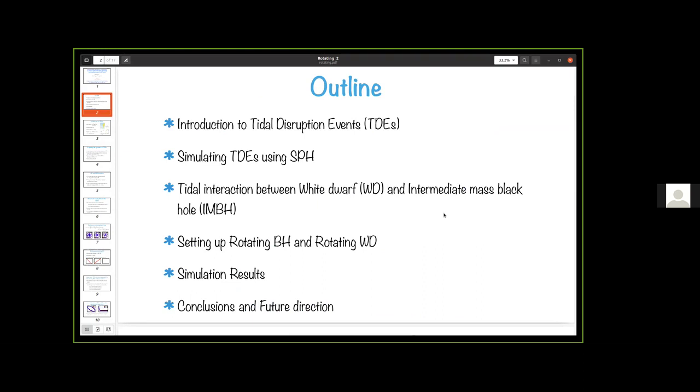First of all, I would like to introduce the tidal disruption events a bit, and then I will discuss the methodology to simulate the tidal disruption events. Next, I will move on to the tidal interactions between the white dwarfs and the intermediate mass black hole system, and incorporating the spins for both the white dwarfs and the intermediate mass black holes. And finally, I will showcase the results, and I'll conclude with the summary and the future direction.